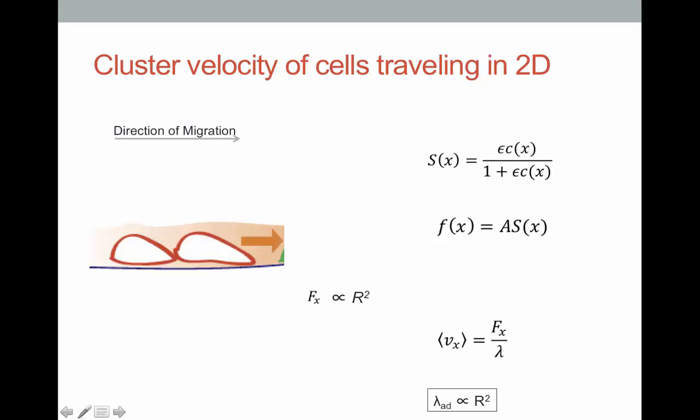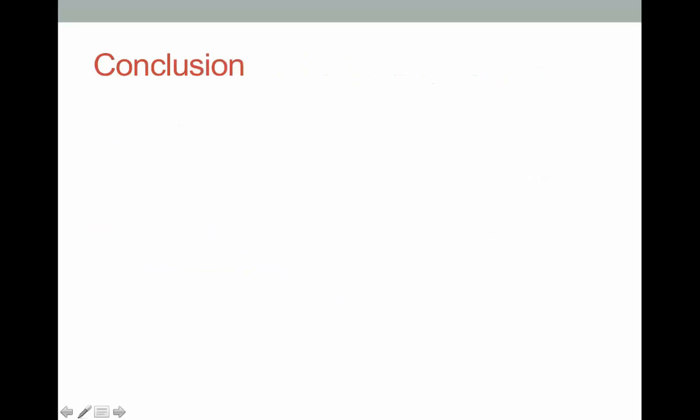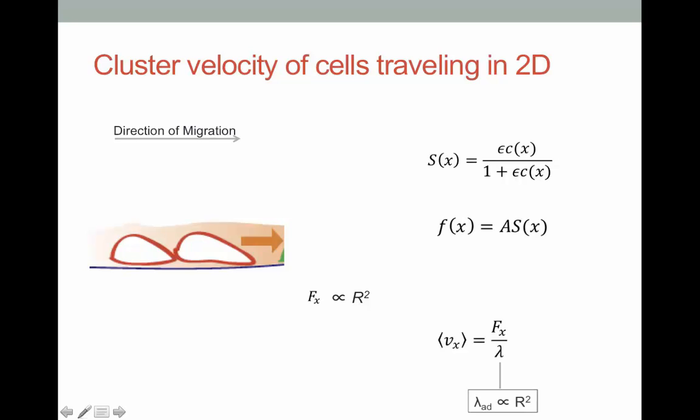So this component is no longer here, and the only friction coefficient component is now the adhesion, which is still proportional to r squared. And so now if you divide Fx by lambda, then Vx is no longer related to r because they just cancel out. So I think that's why looking at cells traveling in 3D environment is really important.